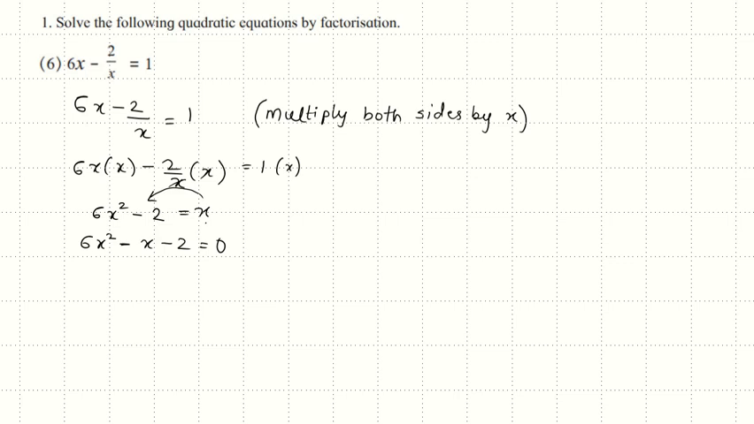Now if you see, this 6 is the first term and this is minus 2, which is the third term. So we need to get such factors where on multiplication of 6 into minus 2, that is 12, and 6 into minus 2 is minus 12. So we need to find such two terms whose multiplication should give us minus 12 and its addition should give us, here it is minus 1x. The addition should give us minus 1.